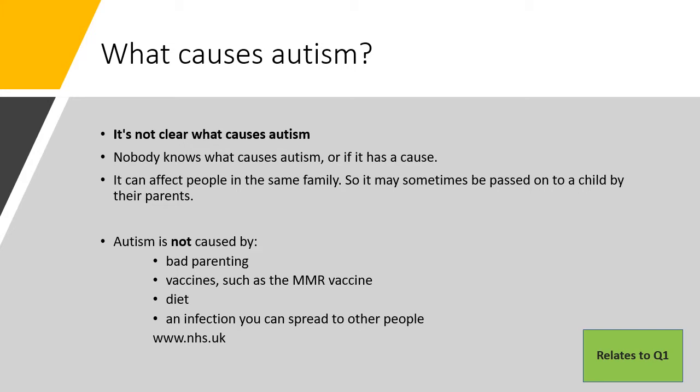And it was never proven. It's not true. It's definitely not caused by the MMR vaccine. And there's been a lot of publicity about getting your child vaccinated, because if a child gets mumps or measles, it can affect them. It can be life-threatening in some circumstances as well. So it is really important that we know that it doesn't cause autism.